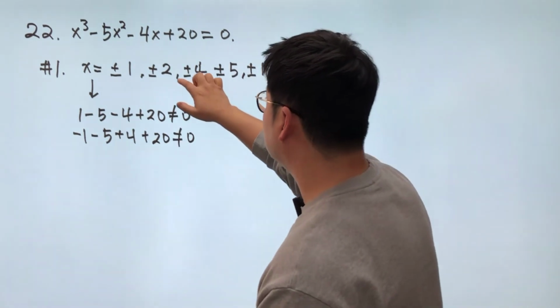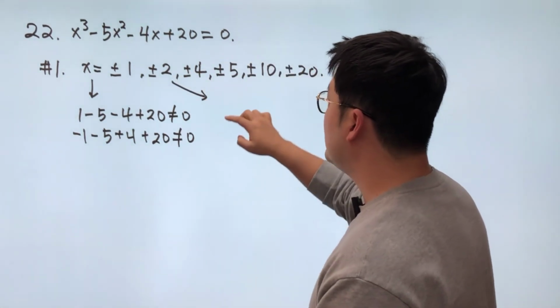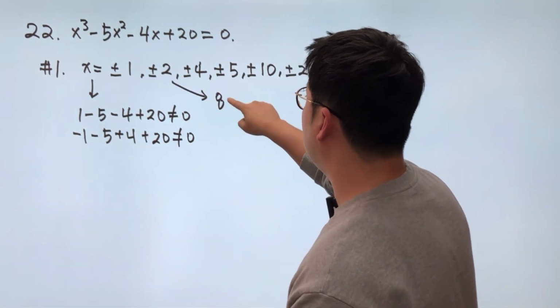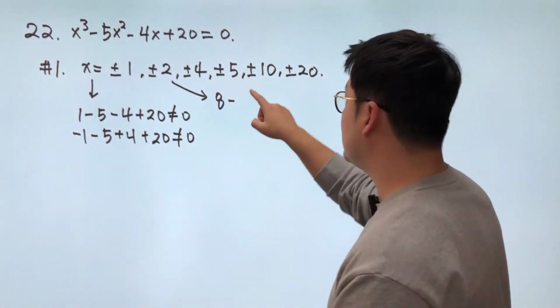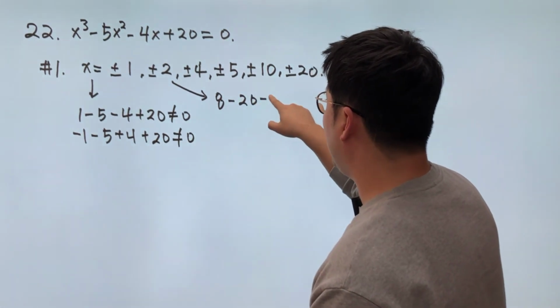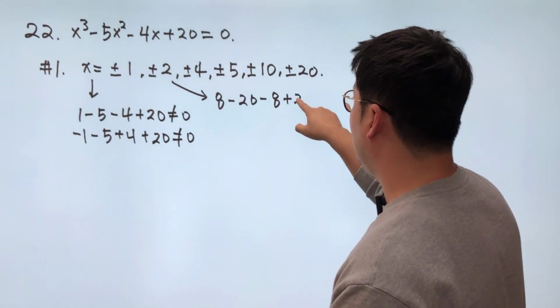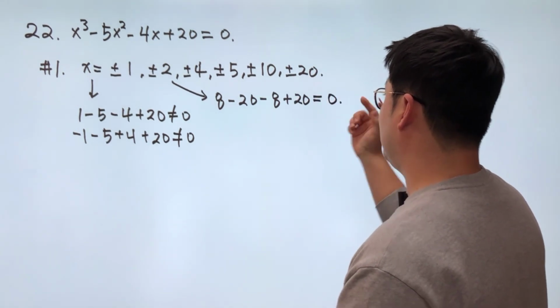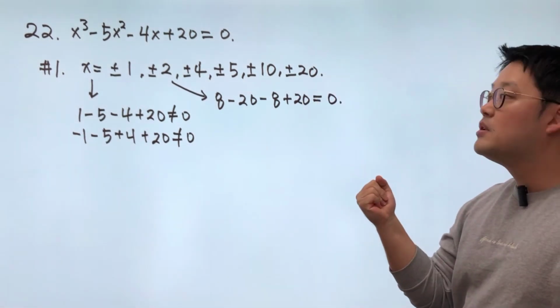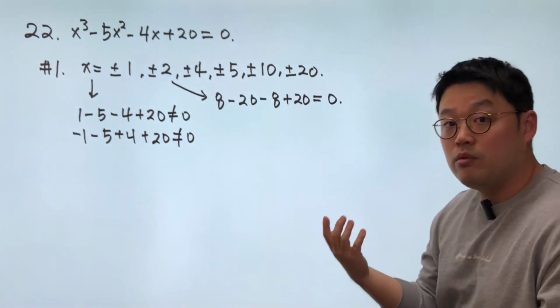So what if you try x equals 2? I don't know, let's just give it a shot. If you try x equals 2, then we get 8 minus 5 times 4, which is 20, then minus 8 plus 20, and we get a jackpot. It works.